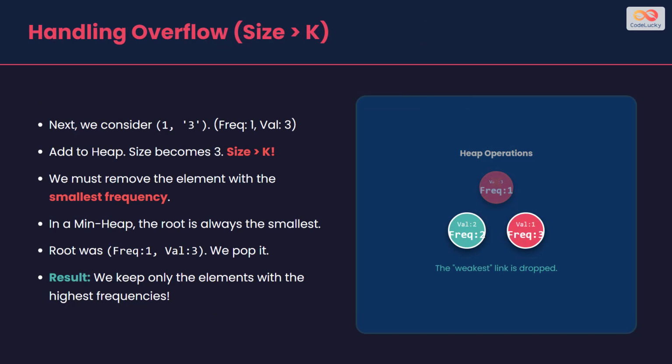If the heap size exceeds k, we know we have one too many elements. Since it is a min heap, the root is the element with the lowest frequency among the ones we've seen so far. We simply pop that root off. This ensures we always keep the k largest frequencies.